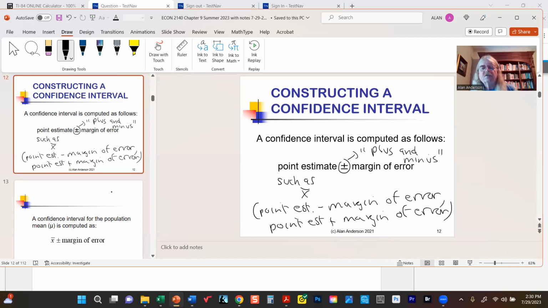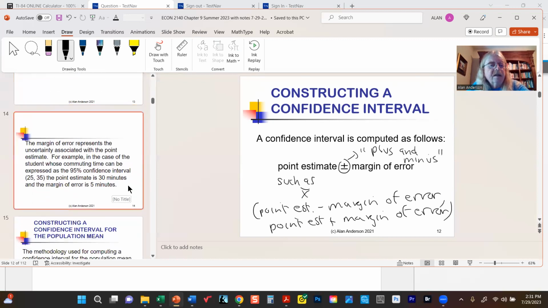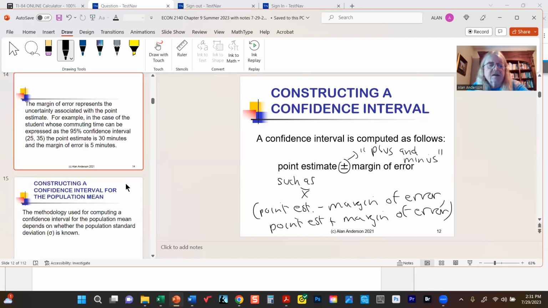So now that raises an interesting question. It should be pretty clear that when we're dealing with the population mean, the point estimate is clearly X bar. There's no question about that. The margin of error is the tricky part. How do we come up with this number? What is it based on? Well, it depends on several factors. But ultimately, there's only 2 or 3 basic possible cases that we can encounter.